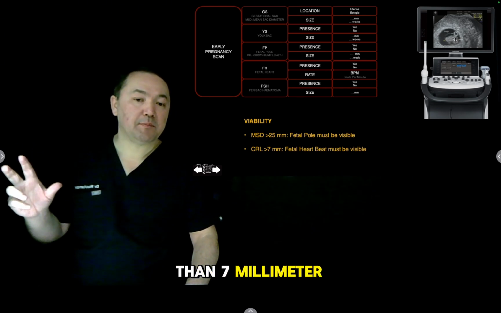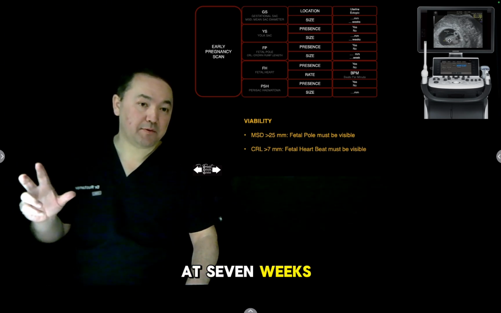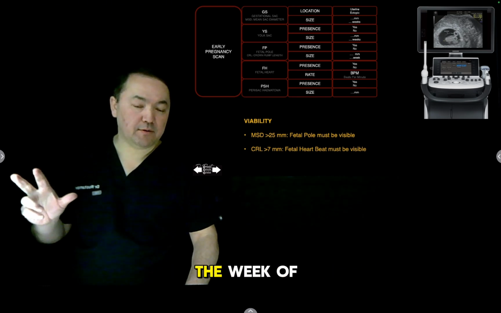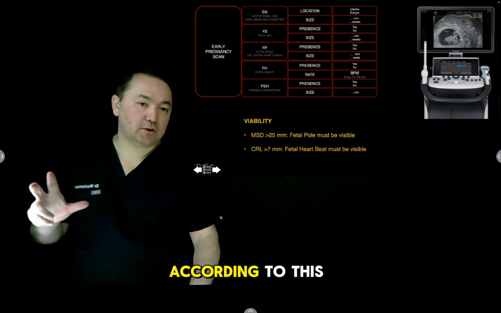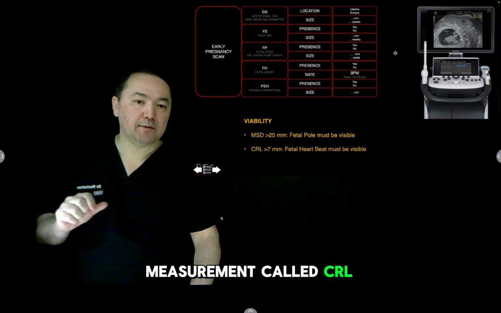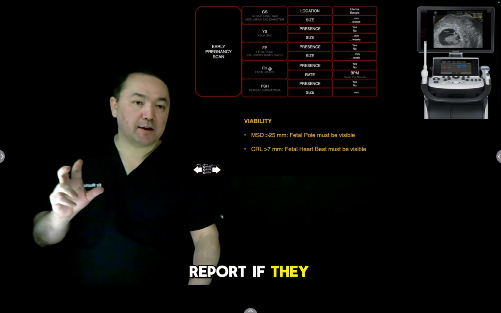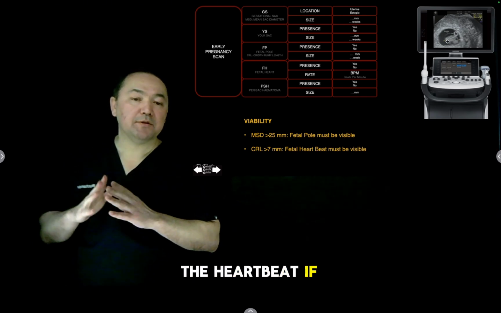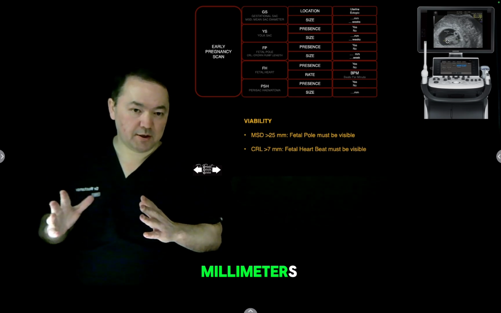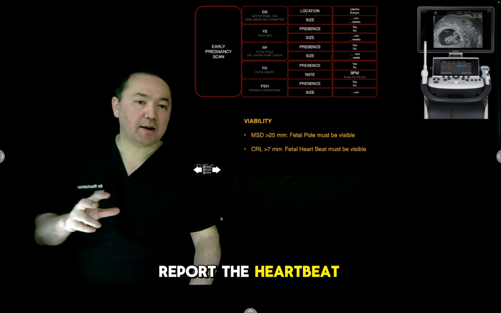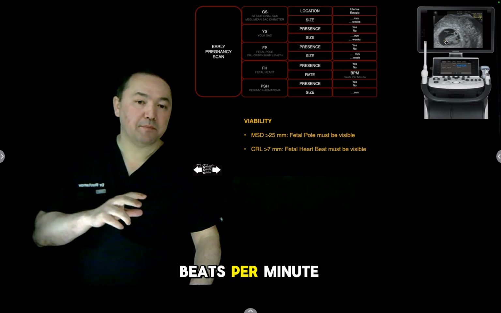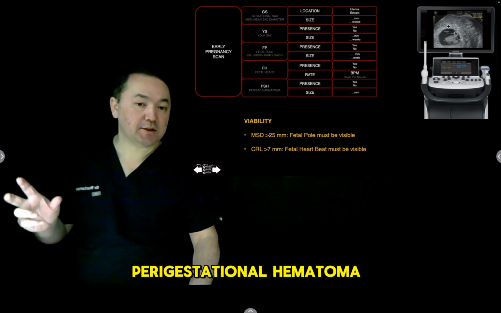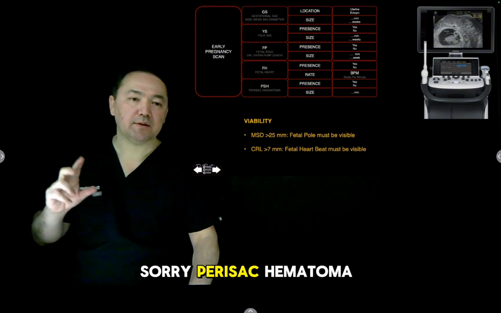Ideally more than 7 millimeters in size at 7 weeks of gestation, and they can calculate the week of pregnancy according to this measurement called CRL. Then they should report if they can see the heartbeat. Essentially you should be able to see the heartbeat if CRL is more than 7 millimeters. Then they report the heartbeat and how many beats per minute. And they also check if there is something called perigestational hematoma, perisac hematoma.